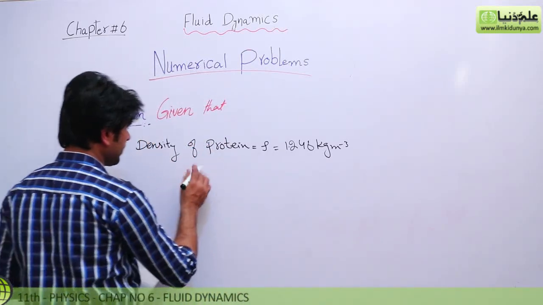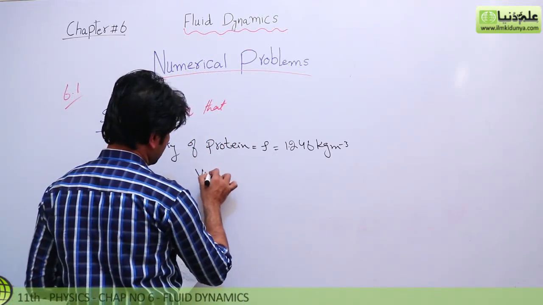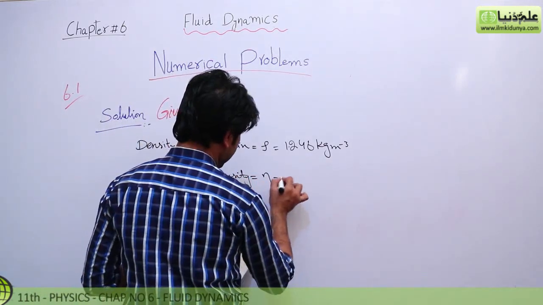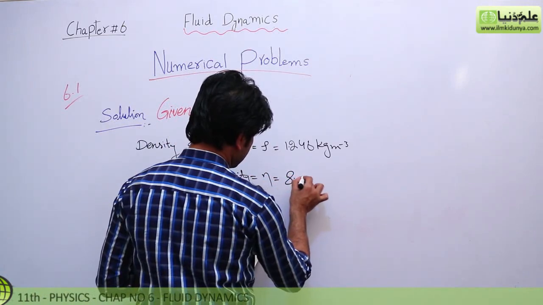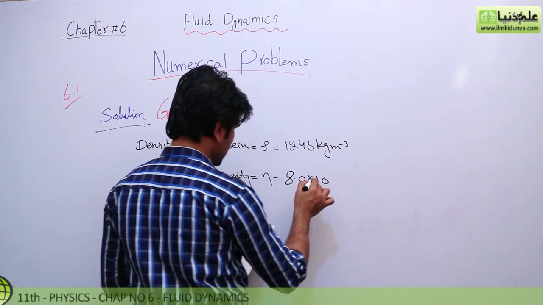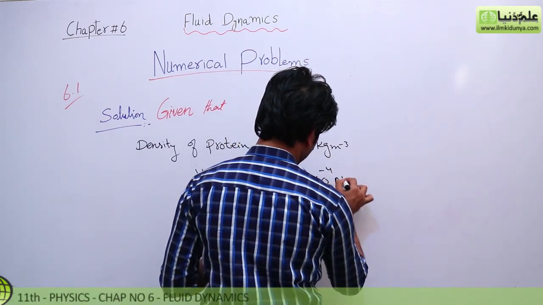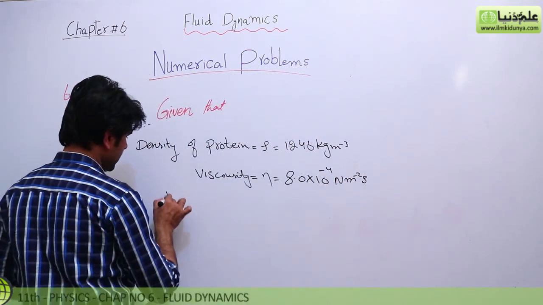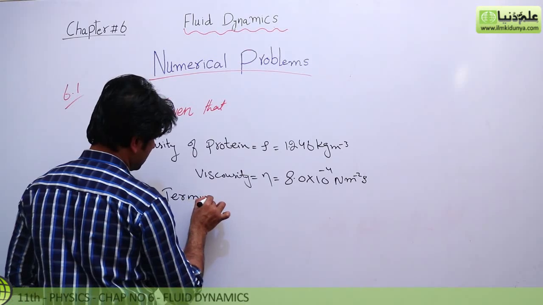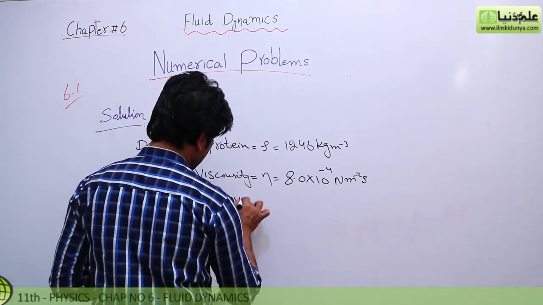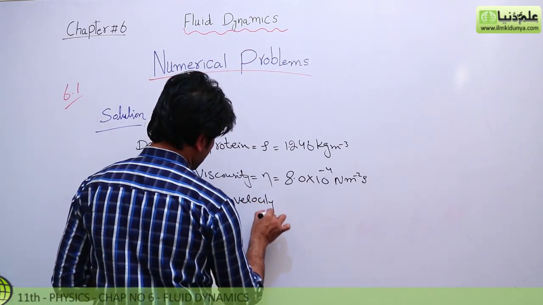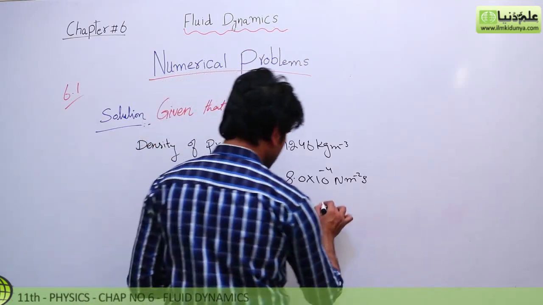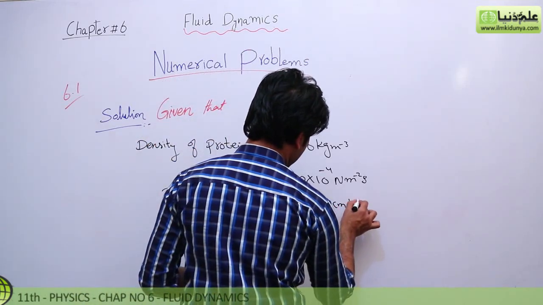So the viscosity eta is 8.0 × 10 raised to the power minus 4 Newton per meter square second, and the terminal velocity Vt is given as 3 centimeter per hour.